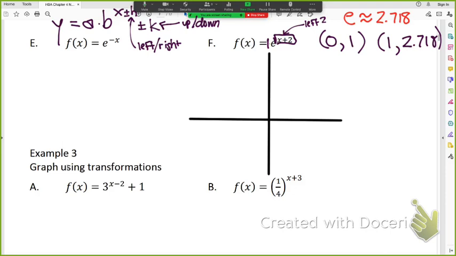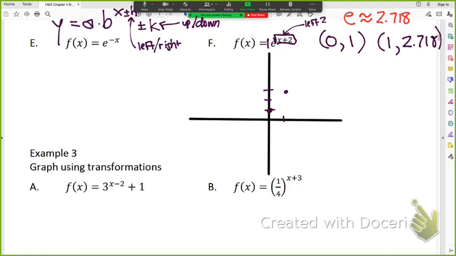So here's how I would do this. I would start with 0, 1, and 1, 2 point something. Then I would do my translations. Where would the k be if it was there? It would be like a plus 2 out there. It wouldn't be in the exponent. It would be added at the end. We're going to see that.